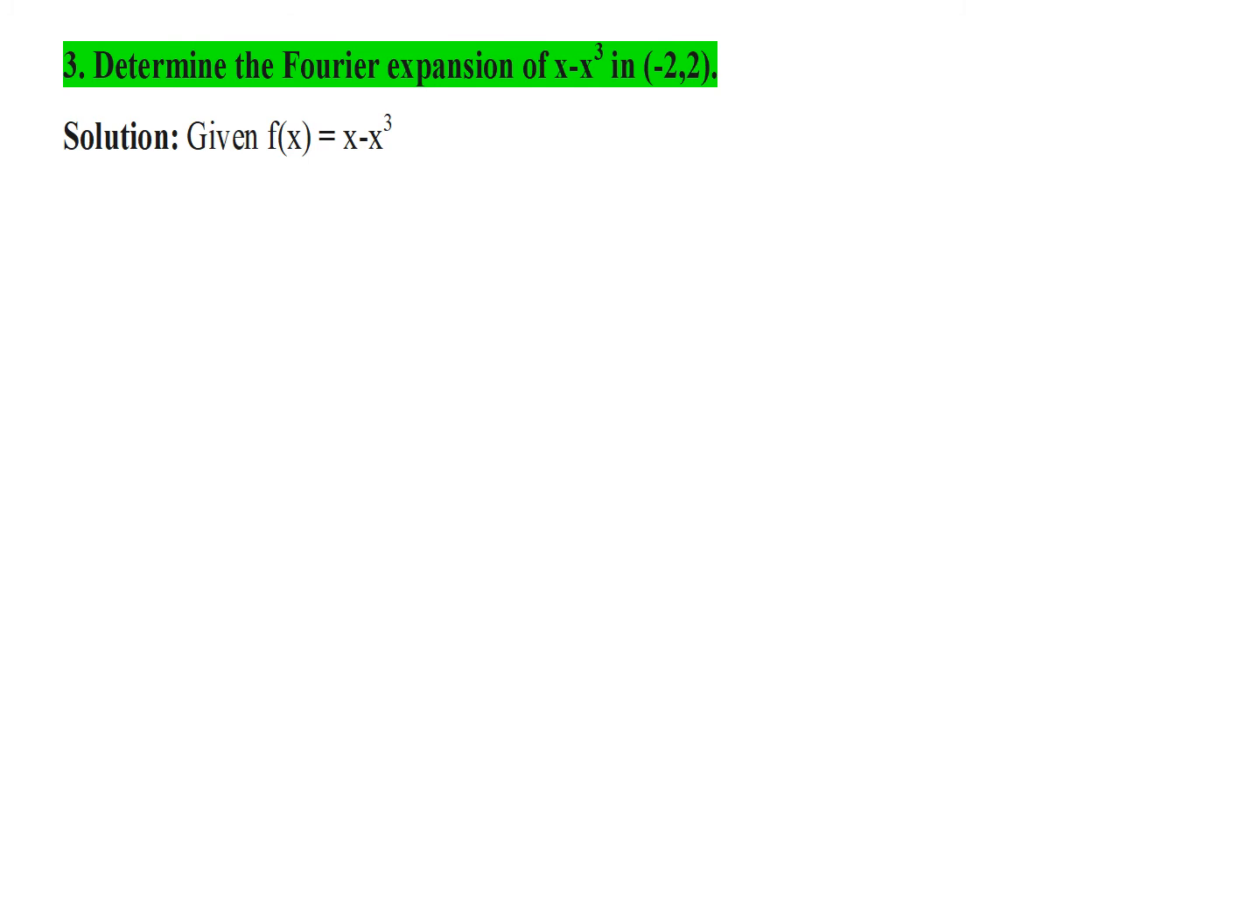Now let us move on to the next problem. Here, finding the Fourier expansion of x minus x cube, we need in the minus 2 comma 2 interval. Now look at the function f of x equal to x minus x cube. If you replace x as minus x, what do you observe? Minus x plus x cube, and when you take a negative sign, we observe f of minus x is minus f of x. What does it say?